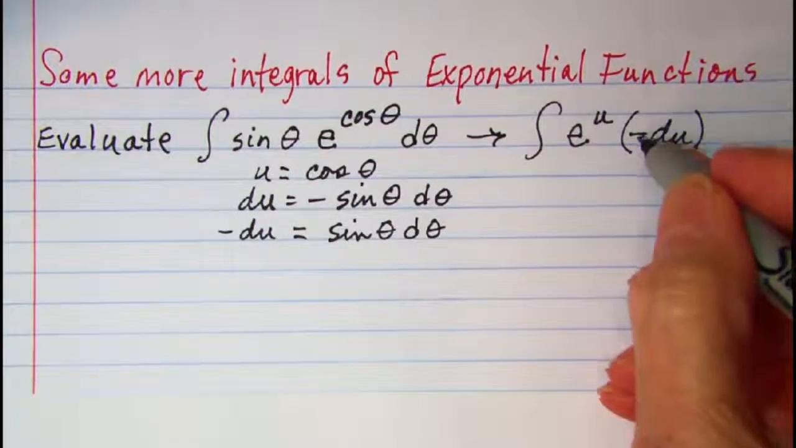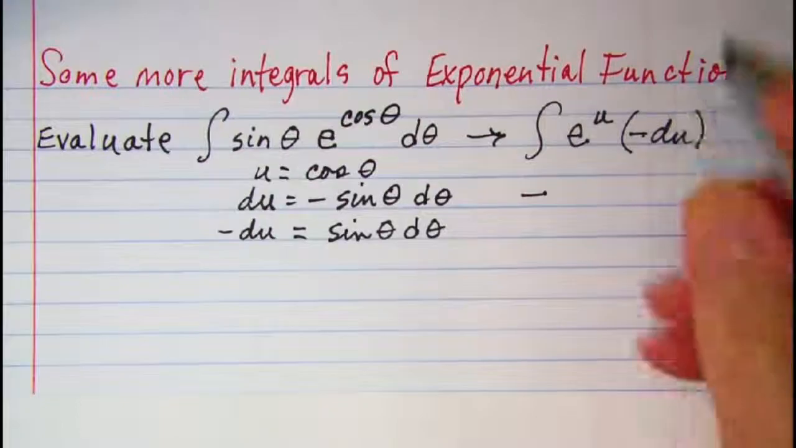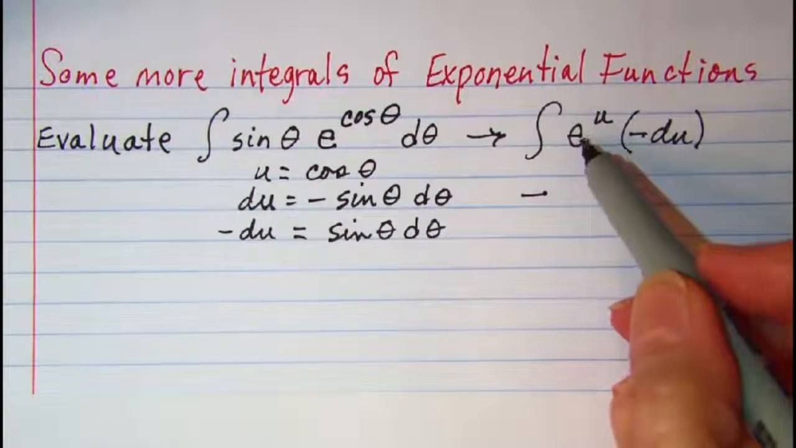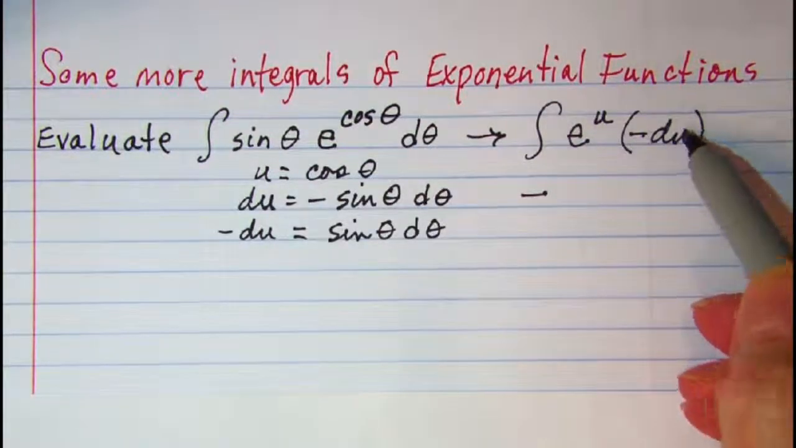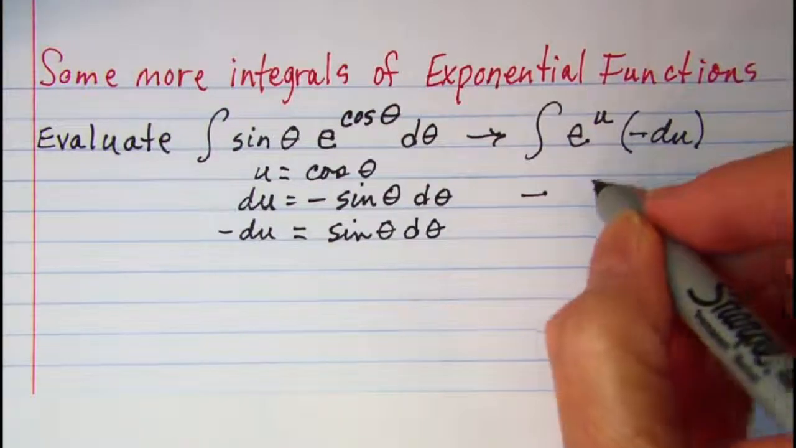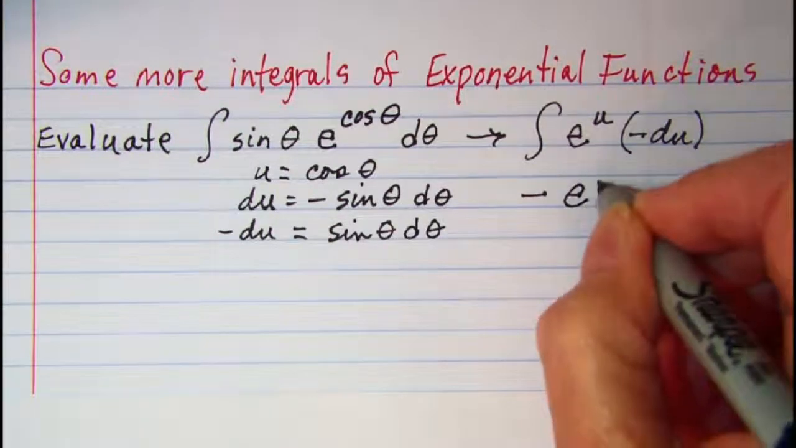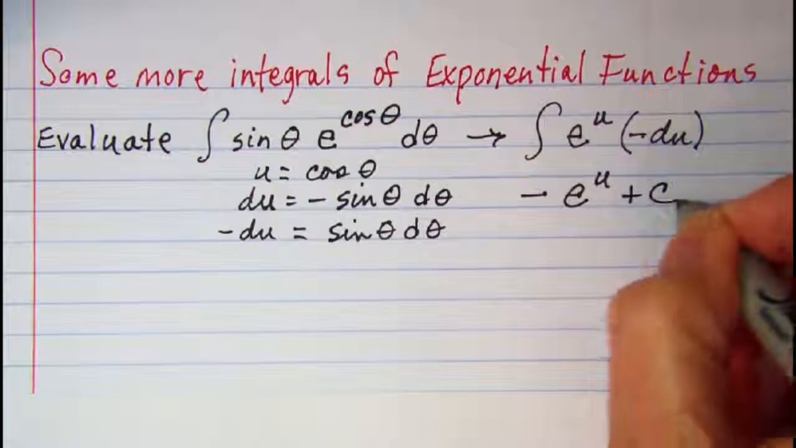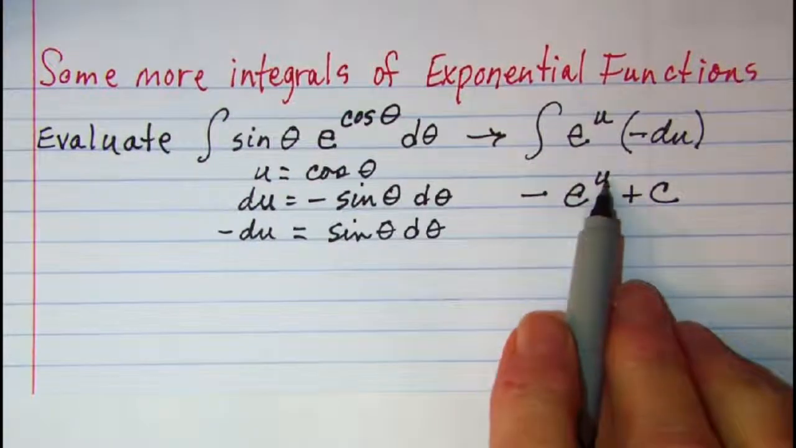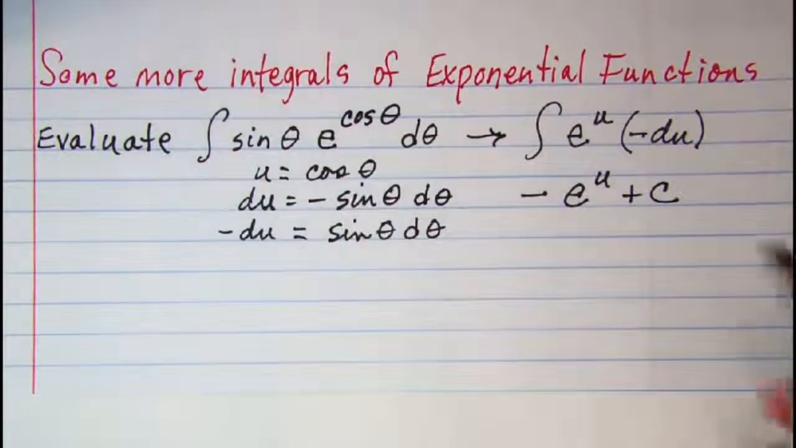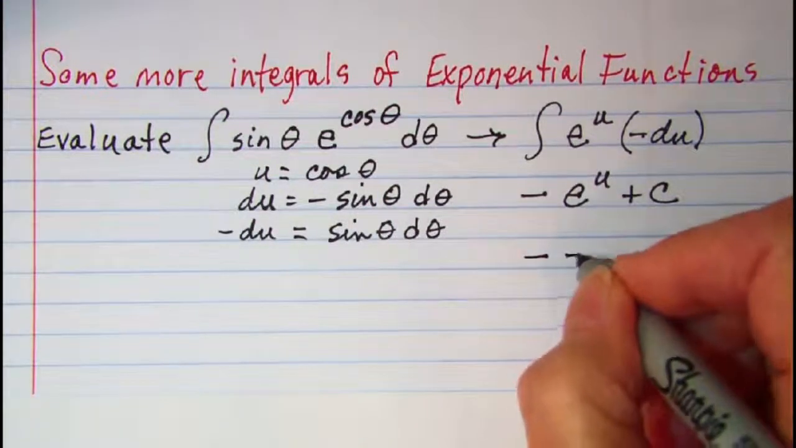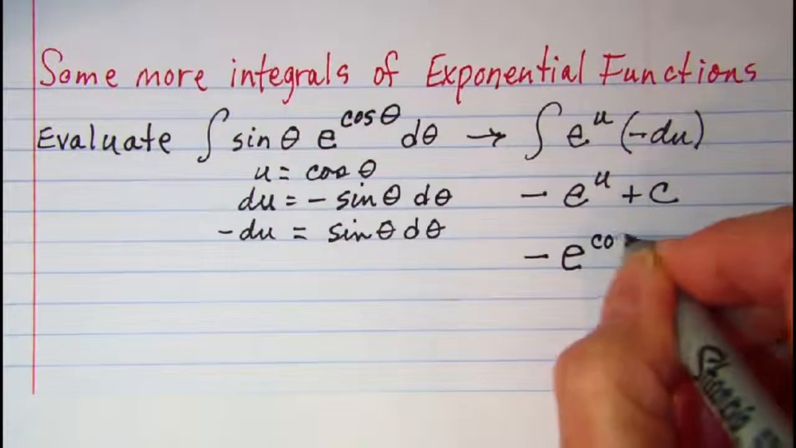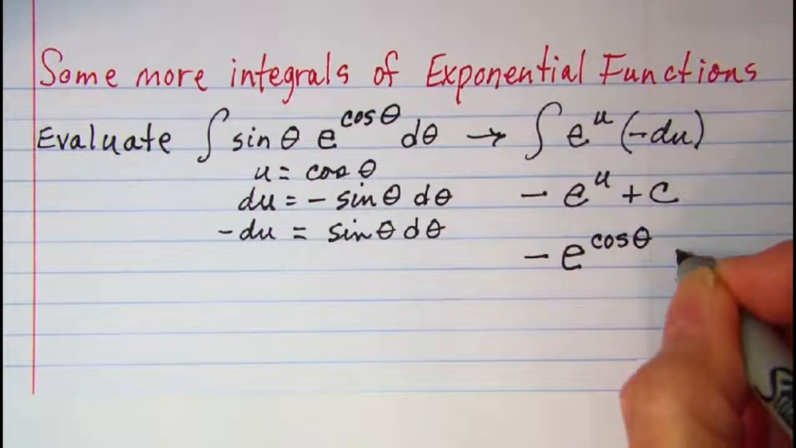The negative we can bring out in front, and then we know that the integral of e to the u du is e to the u plus a constant. And then finally we need to sub back in place of u. I'll put a cosine theta. So I have negative e to the cosine theta plus a constant.